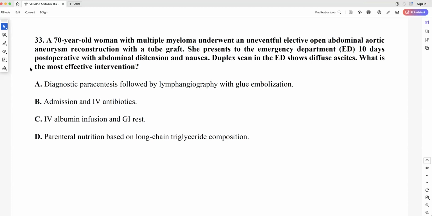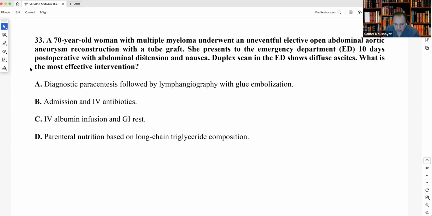This could be because of IMA ligation. No, she has an open repair, right? And what happens when you do open repair? We see it all the time: something white coming out. Yeah, ascites, chylous ascites. Anytime you see ascites after abdominal open repair, you have to think about chylous ascites.